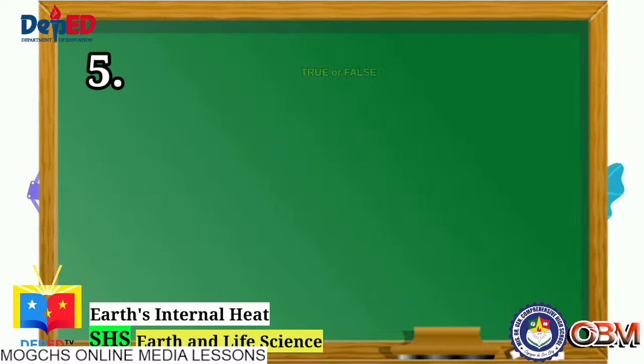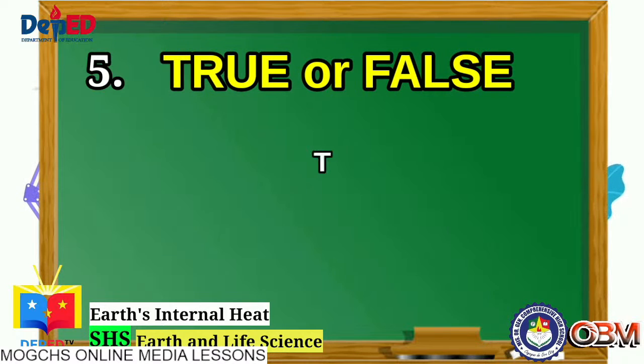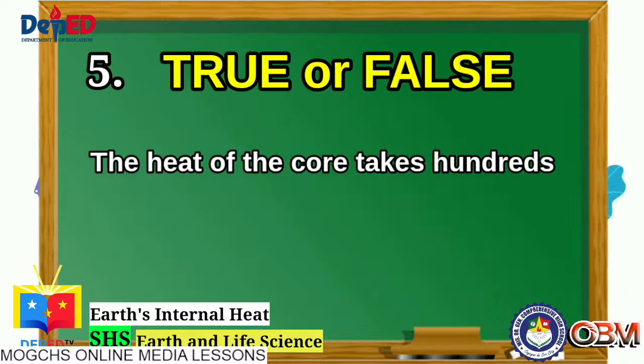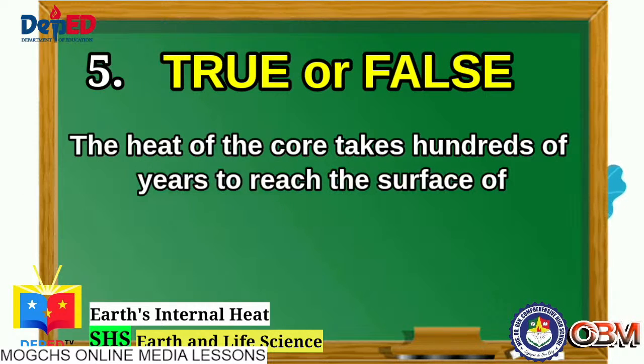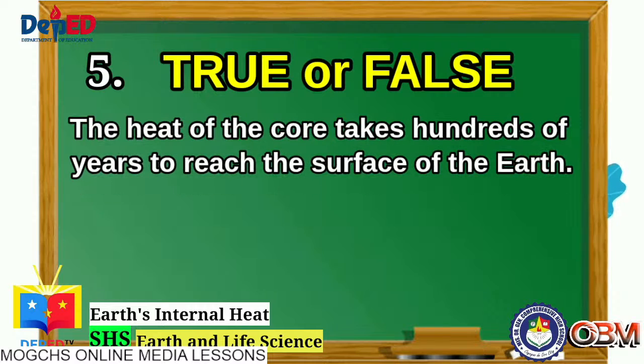Number 5. True or false? The heat of the core takes hundreds of years to reach the surface of the Earth. Again, true or false? The heat of the core takes hundreds of years to reach the surface of the Earth.